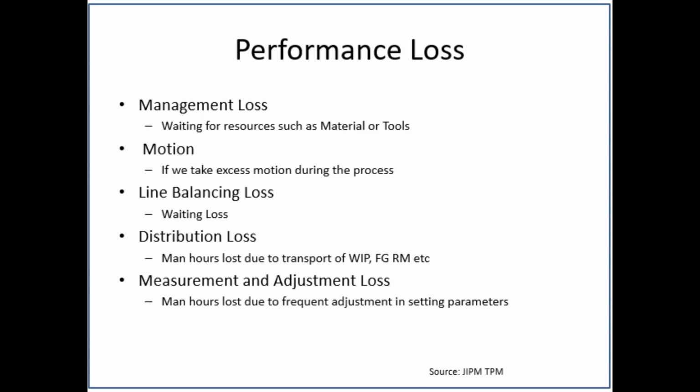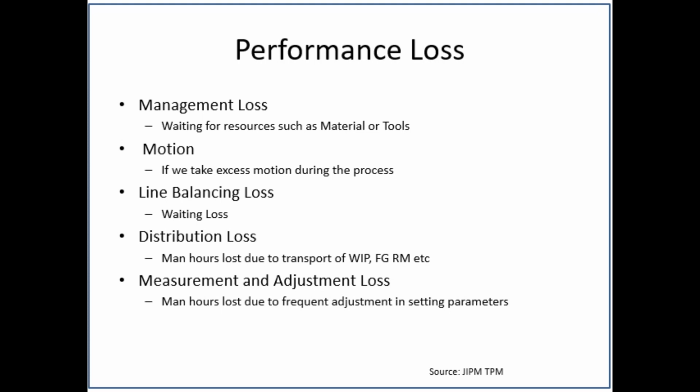Line balancing loss, this typically comes whenever there is a bottleneck, whenever there is line manufacturing, and since the material is not available from the previous station, my equipment is waiting. That is why it is called a line balancing loss. Distribution loss, man hours getting spent or invested because of some other work. For example, let's say today the truck has to be loaded, so the operator is asked to load the truck rather than working on the machine.